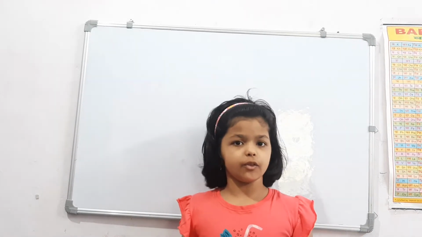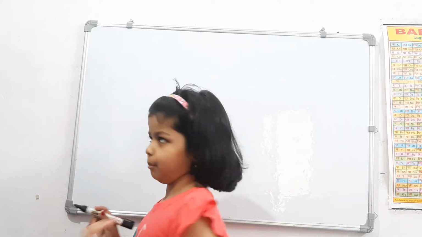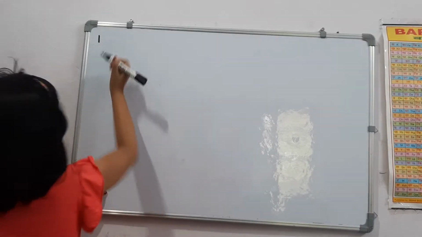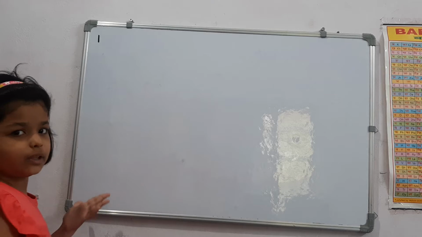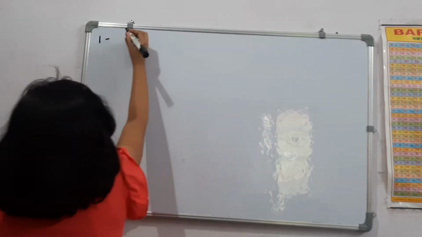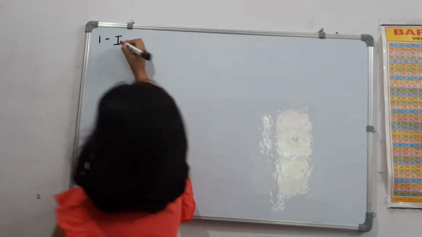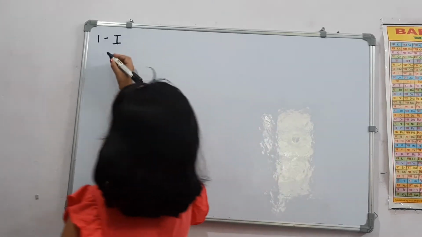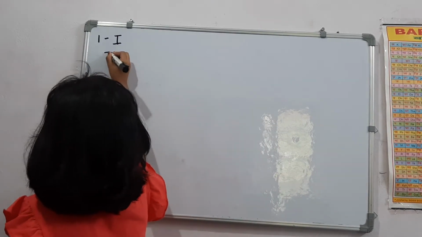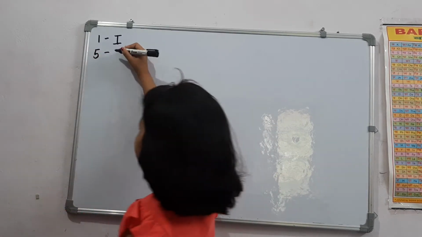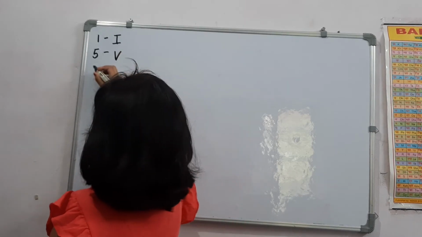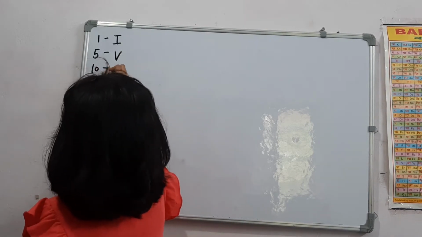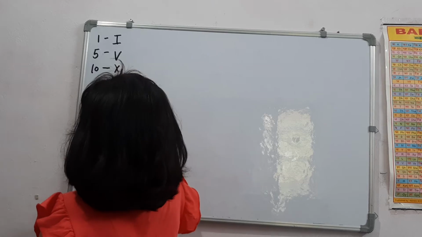First we are going to understand the 7 main Roman numerals, meaning numbers. 1 is written like this in the normal way, and in Roman it's written as I. Then we have 5. In Roman it's written as V. Then comes 10, which is written as X.